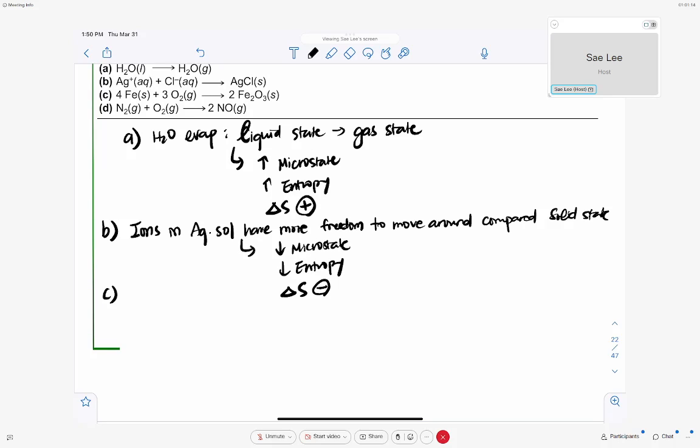Question C, the reactant side has gas molecules which have more freedom to move around, and on the product side you only have rigid solid iron(III) oxide. The number of microstates in the reactant side is higher due to the presence of the gas molecules. So if you're going from this to this, the microstates decrease, causing a decrease in entropy, delta S is going to be negative.